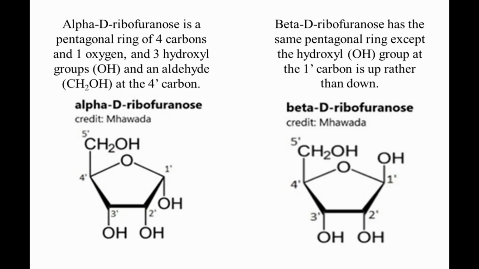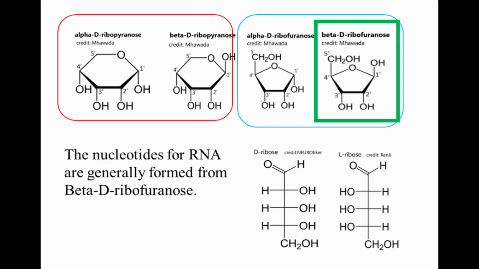Alpha-D-ribofuranose is a pentagonal ring of 4 carbons and 1 oxygen, and 3 hydroxyl groups OH and an aldehyde CH2OH at the 4' carbon. Beta-D-ribofuranose has the same pentagonal ring, except the hydroxyl OH group at the 1' carbon is up rather than down. The nucleotides for RNA are generally formed from beta-D-ribofuranose.